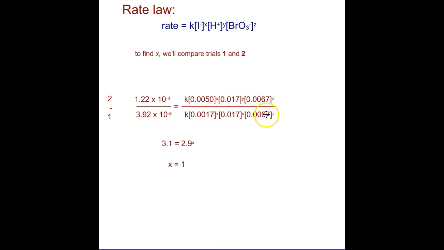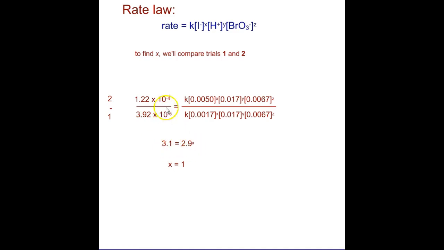And I did that for experiment 1 as well. Why did I put 2 over 1? Because I like my rate ratio to be bigger than 1 because I hate fractions. If you do it the other way, it works just as well. You just have fractions.